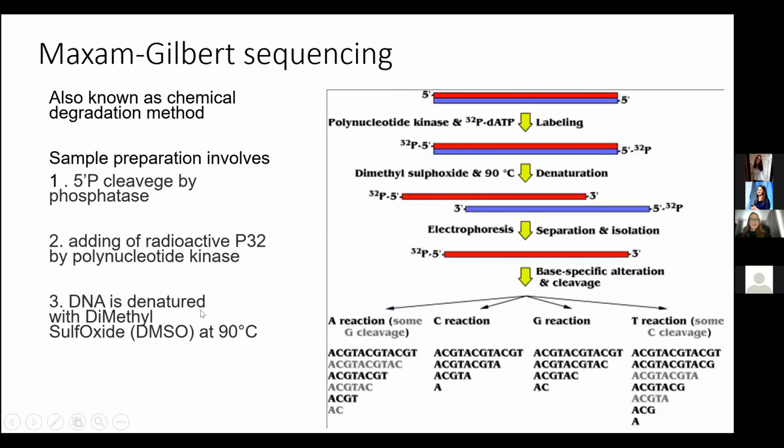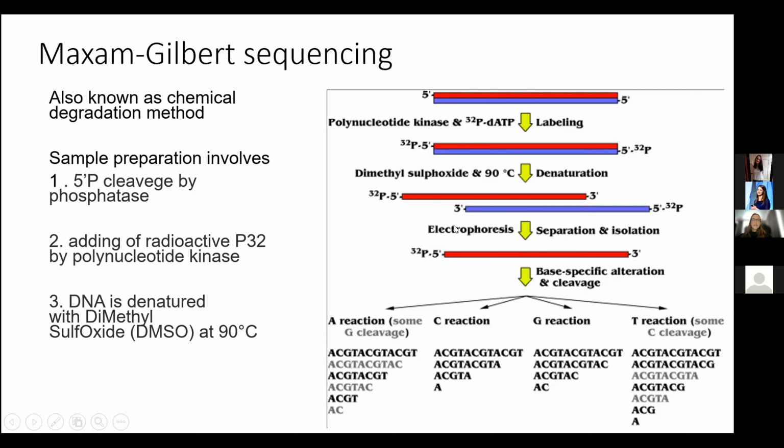The next is Maxam-Gilbert sequencing, which is also part of the first generation. It's also known as the chemical degradation method, and it starts with phosphatase cleaving of the 5' phosphate group, and instead polynucleotide kinase adds radioactive phosphorus.